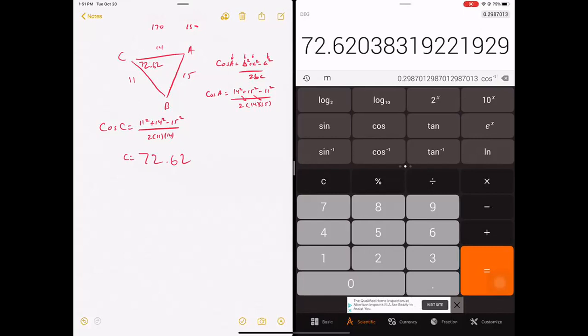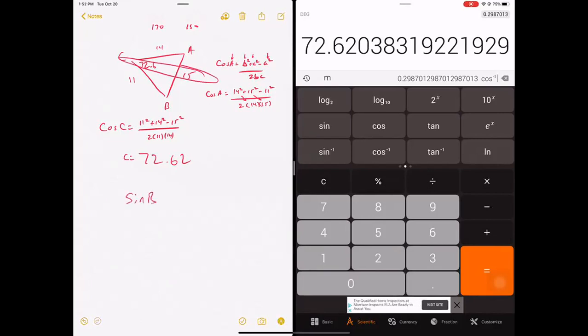They asked me to round to the nearest tenth, so actually just 7.6. Now, if I want to use law of cosines for all three angles, you can. Or I could switch over to law of sines. If I have an angle-side pair now, I can switch over to law of sines.